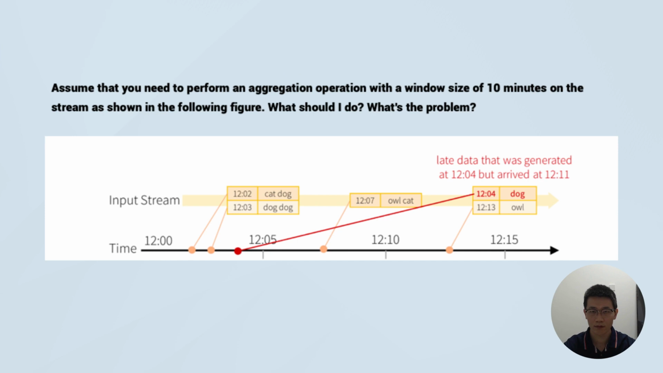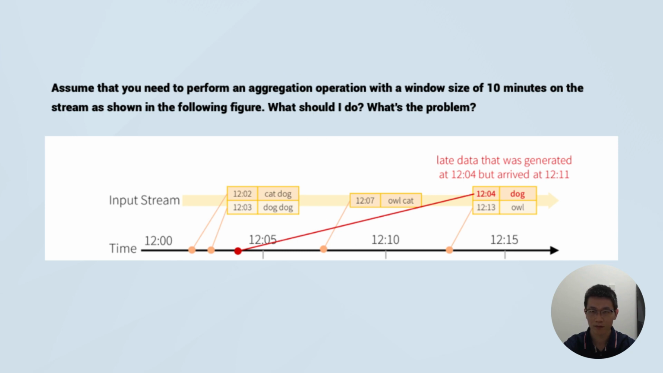At 12:05, we have periodic triggering of the calculation operation. Before 12:05, we receive two data entries. Each entry consists of a timestamp and a string with a word like cats and dogs. Our task is to count the occurrence of each word within 10-minute intervals.